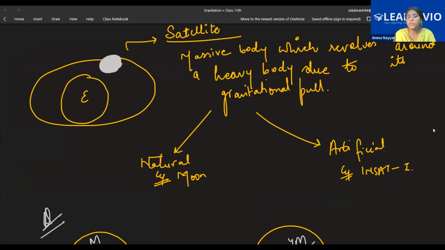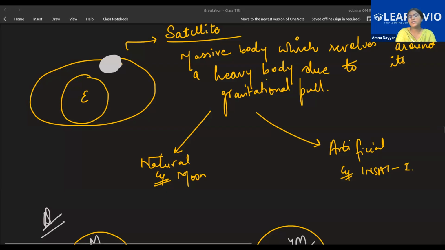The best example which we have is Earth. So we have satellite. Let's see the definition first. The definition says: a body which revolves around a heavy body due to its gravitational pull. We have two types, natural and artificial. Natural, the best example is the Moon, and artificial, for example Sat-1. So many satellites are present.